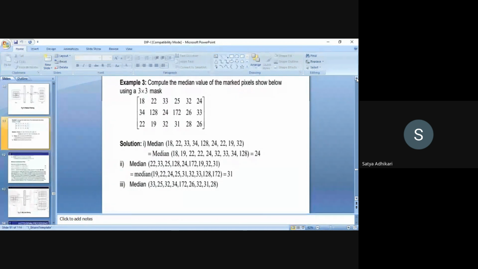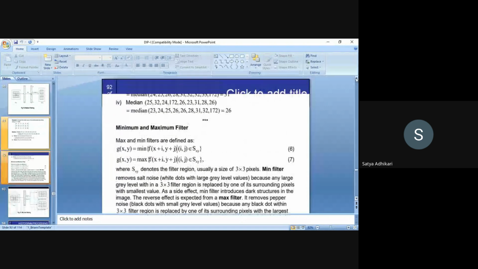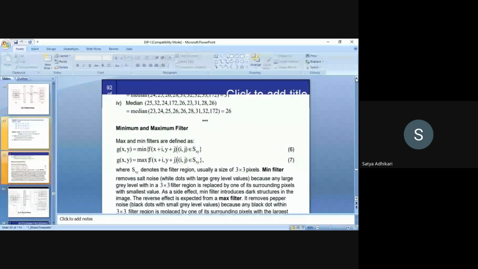Similarly, if we shift the mask to the right, 172 will be the new hotspot and it will be replaced by its median value. You see 31, and the median value is 26. In this way, all the pixel values will be replaced by their median values, and you will get a new g xy.